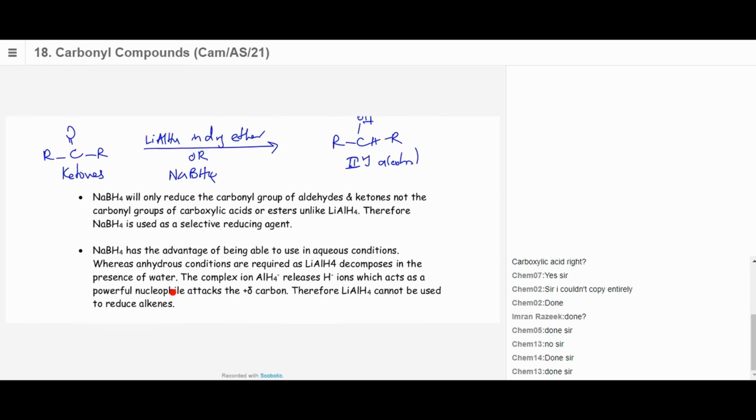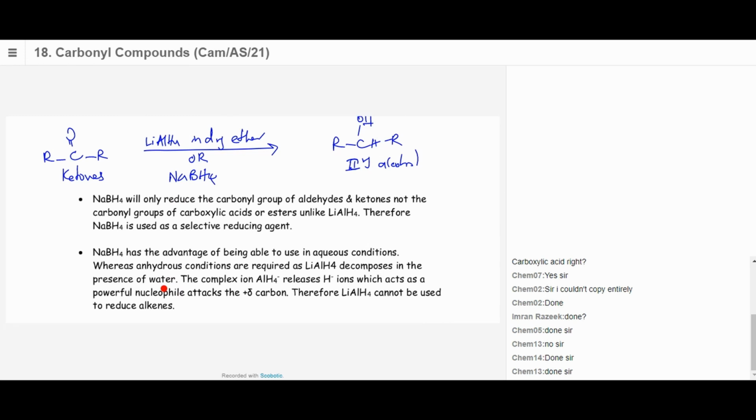Sodium borohydride has the advantage of being able to be used in aqueous conditions, whereas anhydrous conditions are required as lithium aluminium hydride decomposes in the presence of water. The complex ion aluminium hydride releases hydride ions, which act as a powerful nucleophile and attack the delta plus carbon of the carbonyl group. Therefore, lithium aluminium hydride cannot be used to reduce alkenes.